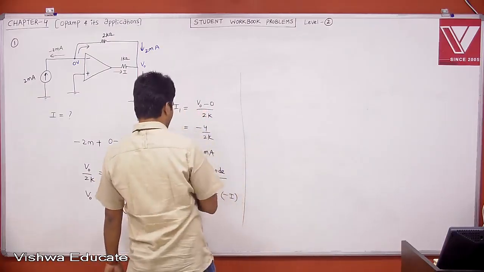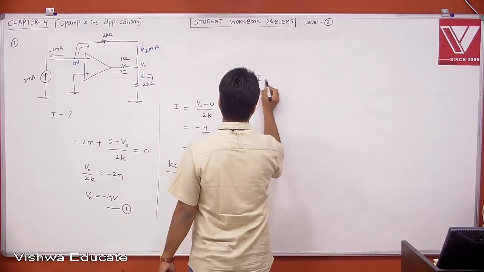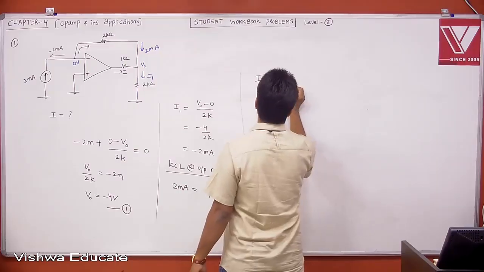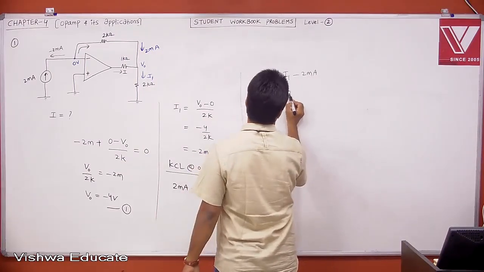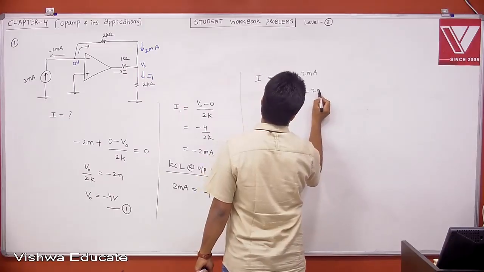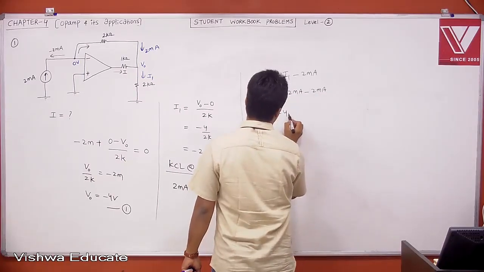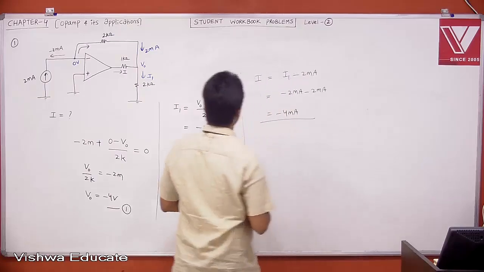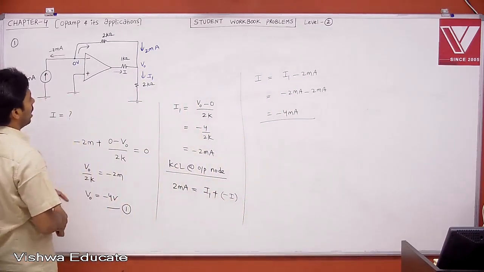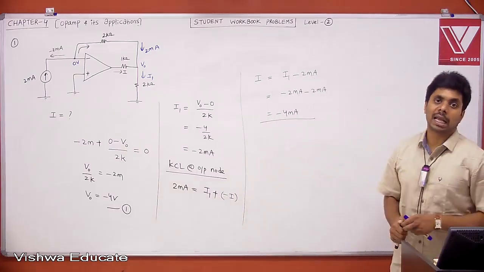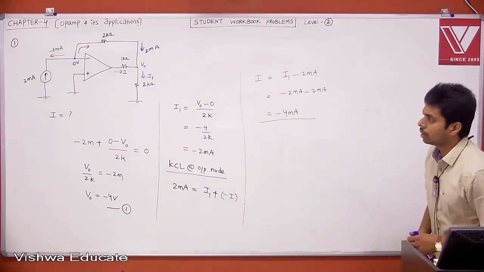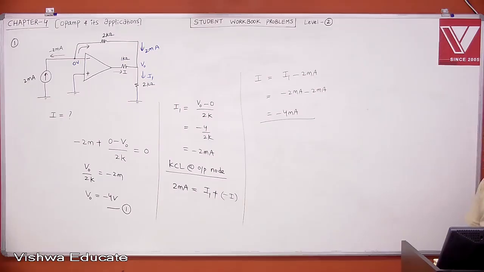Therefore, what is your I? If you take this side and then I1, I is equal to I1 minus 2 milliampere. What is I1? We got to know that it is minus 2 milli. Therefore, minus 2 milliampere minus 2 milliampere, you will get minus 4 milliampere. That is your current I. What is the answer? I is equal to minus 4 milliampere. See, I just applied KCL, and used the virtual ground concept because it is in negative feedback. Take it.